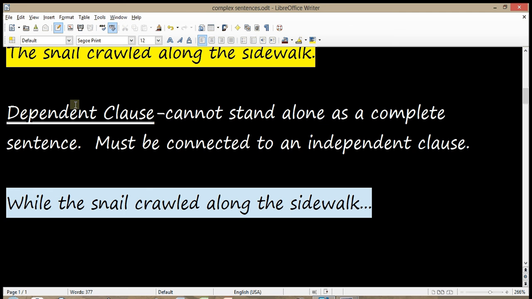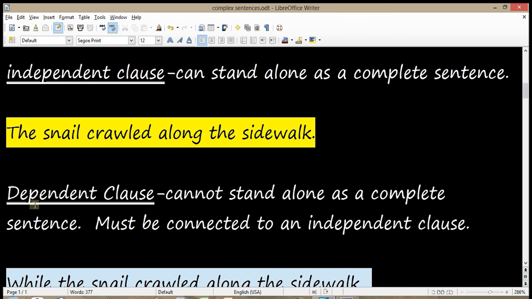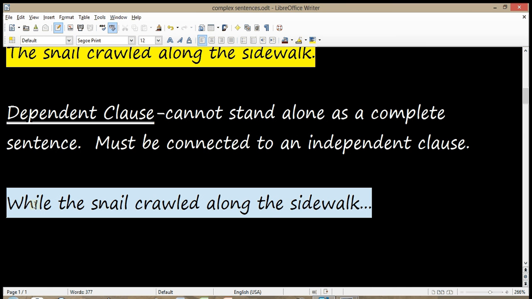The word while tells us that something else must be happening. And so we need an independent clause. So, independent clause, the snail crawled along the sidewalk. I add that word while, and it becomes a dependent clause. It cannot stand by itself. To make this easy for you, I've highlighted all of the independent clauses in yellow and all of the dependent clauses in blue.